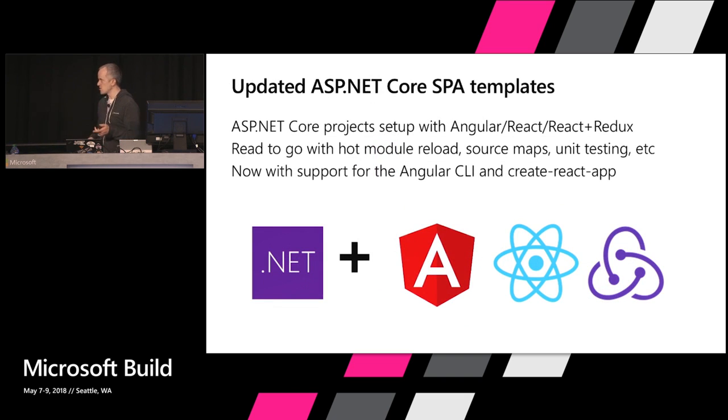We've also updated our SPA templates so that they are CLI friendly. If you haven't already played around with these, we have built-in templates for using Angular, React plus Redux. You just file a new project, and it's all set up for you. You can get Webpack with hot module reload. You get source mappings already set up for the TypeScript. You just file a new project and use them. The new templates work great with the Angular CLI and the Create React App CLI patterns that are now common in those communities. So definitely check those out as well.